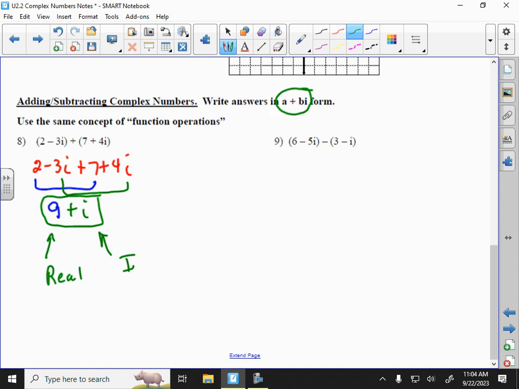All right, number 9, 6 minus 5i minus 3 minus i. So just like with polynomials and functions, when we're subtracting, we want to distribute that negative in first, and then drop the parentheses, and then combine like terms. Right. So we're going to add the real numbers together. So 6 minus 3 is 3. -5i plus i is -4i.